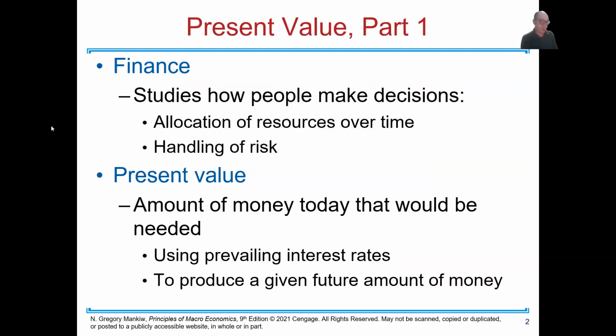So, first, we define finance as being the study of how people make decisions when it comes to allocating resources over time. For example, how individuals save, how individuals invest, how individuals spend their cash, their money, their earnings. So, finance is the study of those things.